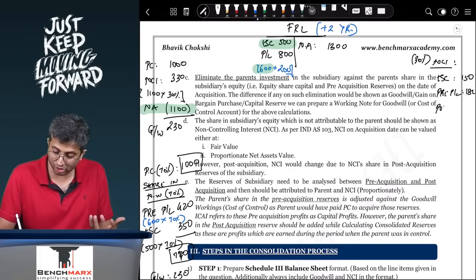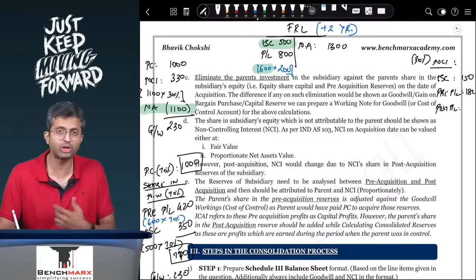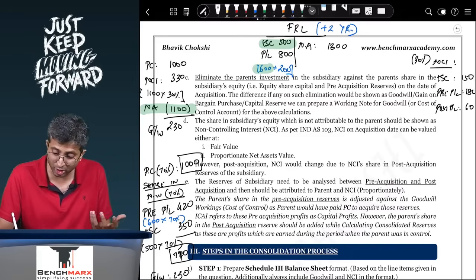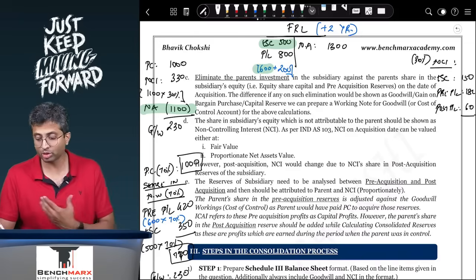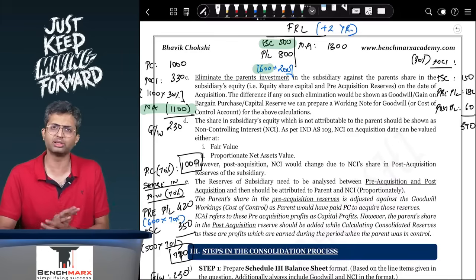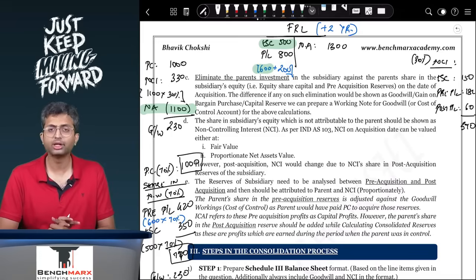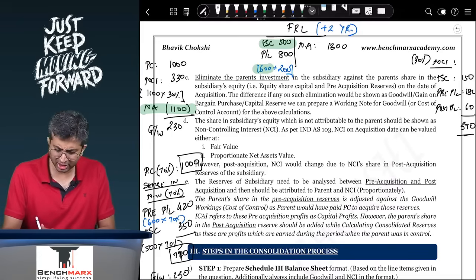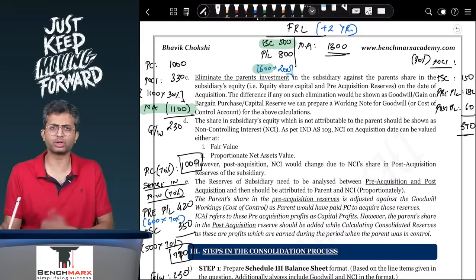And post acquisition as well, you have earned 200 ka 30%, that is equal to 60, which belongs to me, and hence this total will come to 150, 180 and 60. So this is, I think, 240 and 150. This is probably 390, which makes sense. It is 1300 today into 30% will come to 390.